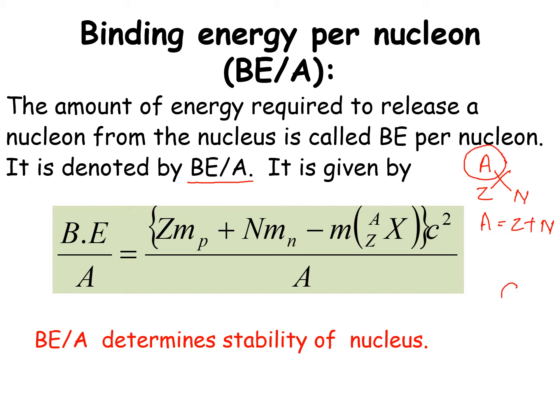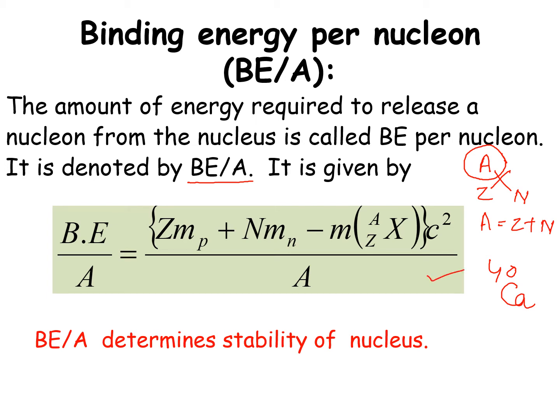Suppose we have the calcium nucleus having 40 total nucleons. If we want to calculate the binding energy per nucleon, then we divide the binding energy by 40, and that will be the binding energy per nucleon. So this relation comes out to be equal to this value.